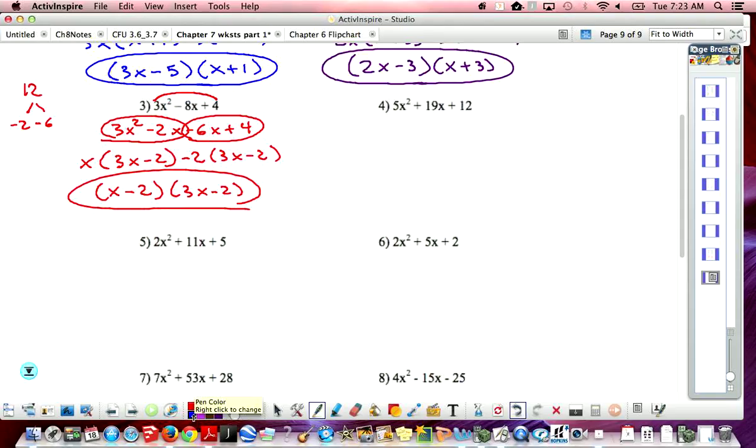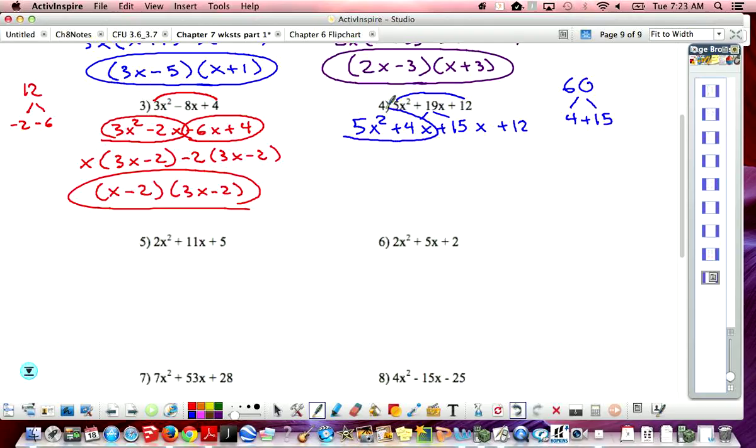All right, number 4. 5 times 12 is 60. Two factors of 60 that add up to 19 are 4 and 15. So 5x squared plus 4x plus 15x plus 12. I'm rewriting the 19x as 4x plus 15x.